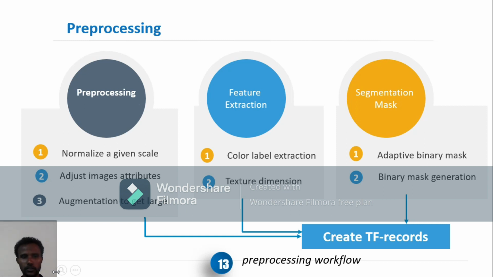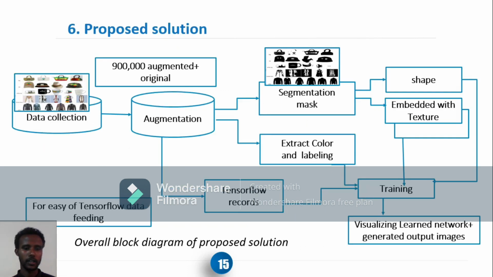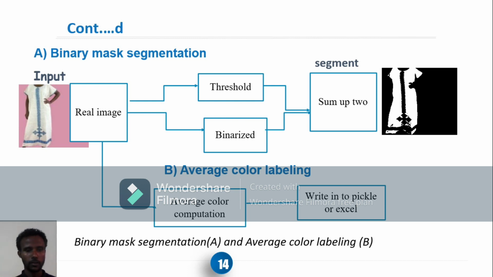Having dealt with these three issues, the pre-processed image, the label image, and the segmented mask image are used to create TensorFlow records. Actually, I put these in TF records, a binary record which can sequentially represent these three inputs. The original pre-processed image is extracted through the segmentation mask image. For the segmentation mask, we give the original image, and through some threshold value, it will binarize it. Then we also compute the average color. It's possible to compute the dominant color and the average color of the given input image, and write it through Pickle or Excel as we want. So this is binary segmentation and average color labeling.